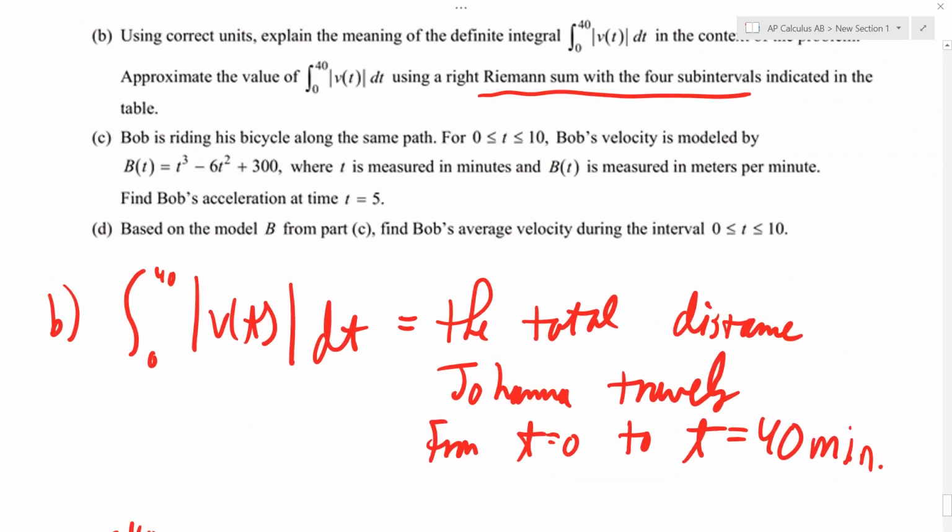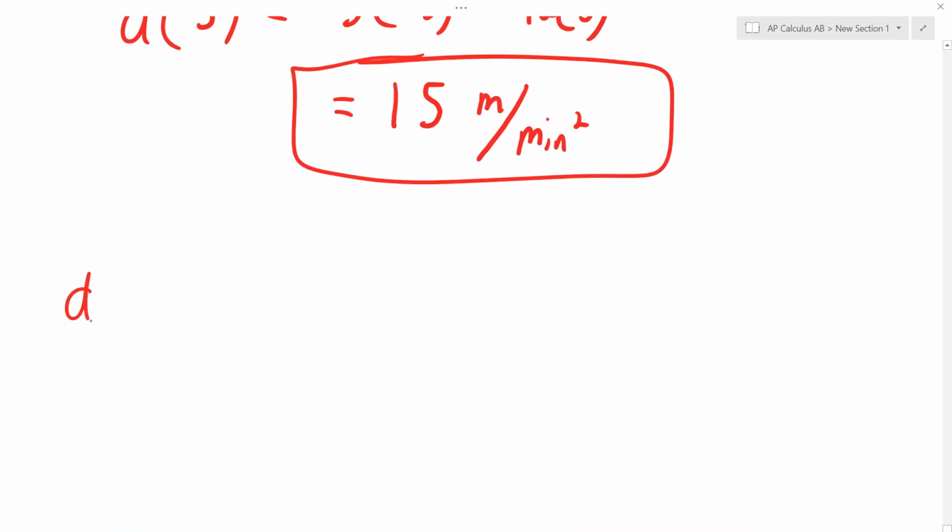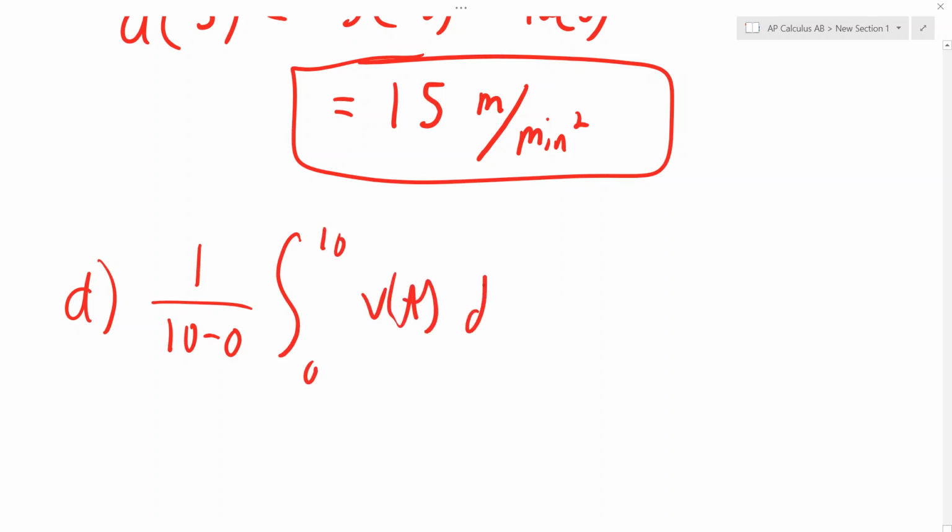And then D, that's all you wanted there, right? Based on the model, find Bob's average velocity from 0 to 10. Average velocity has two formulas, gang. It's the average value of velocity, which looks like this: 1 over 10 minus 0, integral 0 to 10 of velocity. That's the average value of velocity.